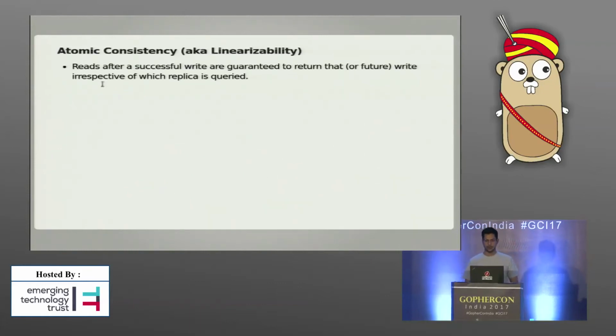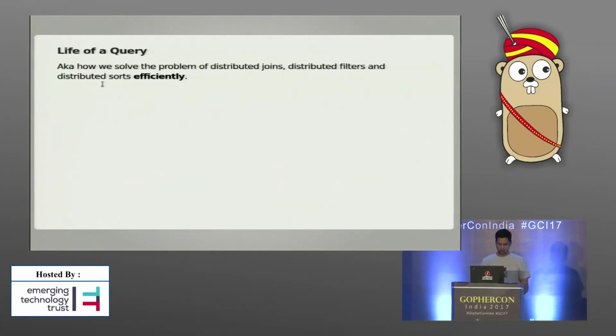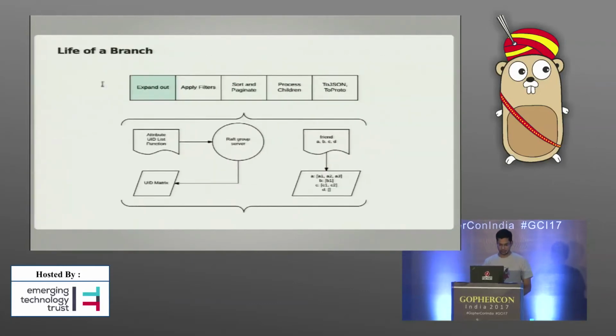Now let's look at how data is queried, or how we solve the problem of distributed joins, distributed filters, and distributed sorts efficiently. If you think about a Dgraph query, which is a graph query, it's a tree-like structure. Each branch is handled by one goroutine, which allows concurrent execution of sibling branches. You can't execute the children concurrently, but anybody at your level, you can execute concurrently. Let's look at the life of a branch. There are 5 stages to it.